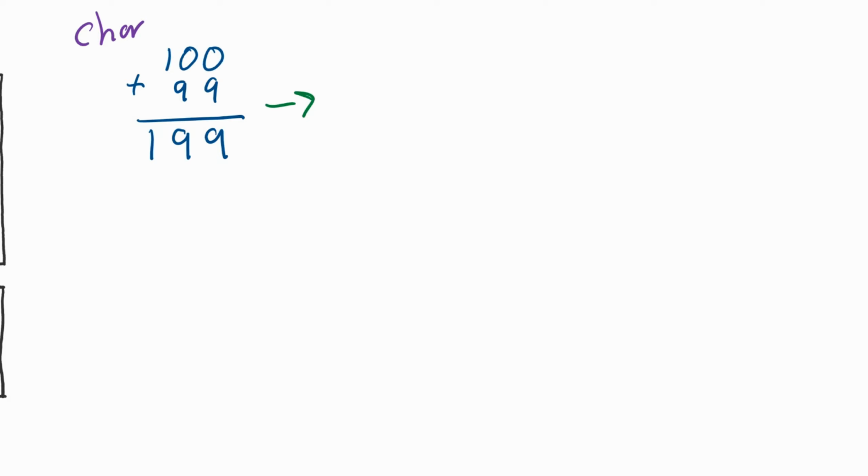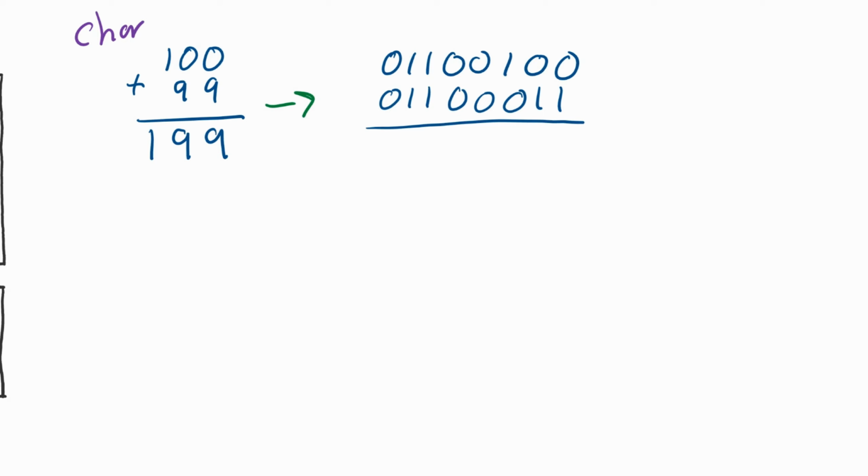So 100 using a char looks like what? 0, 1, 1, 0, 0, 1, 0, 0. And the number 99 in binary looks like what? 0, 1, 1, 0, 0, 0, 1, 1. Okay? Now let's do this addition.